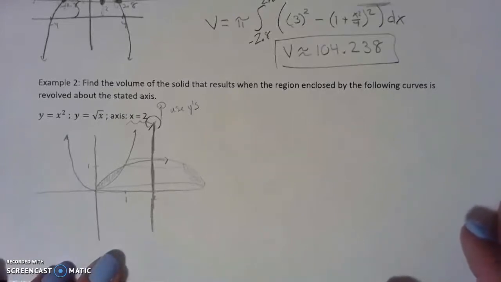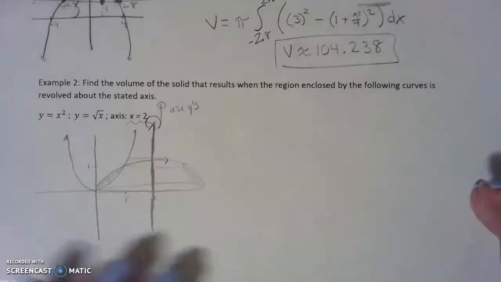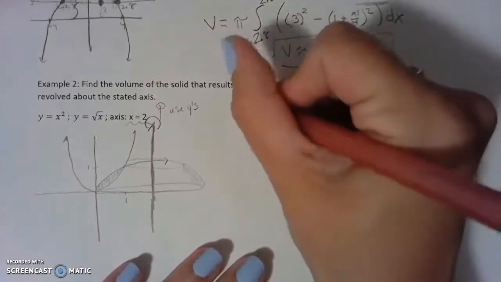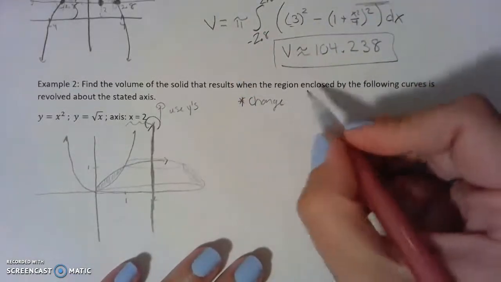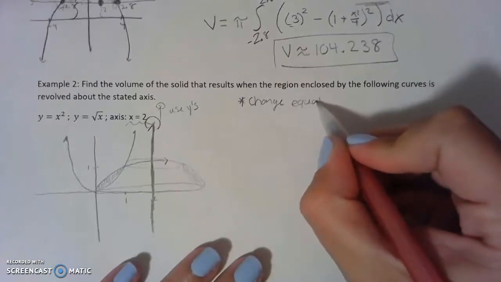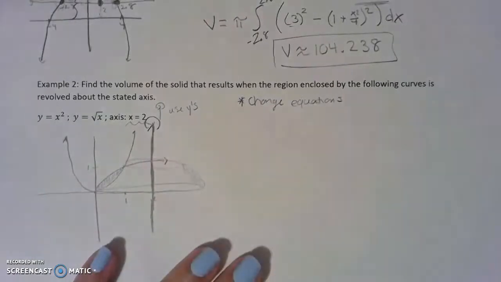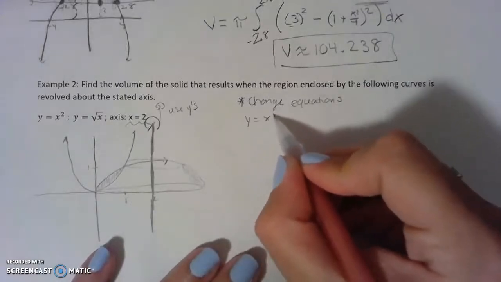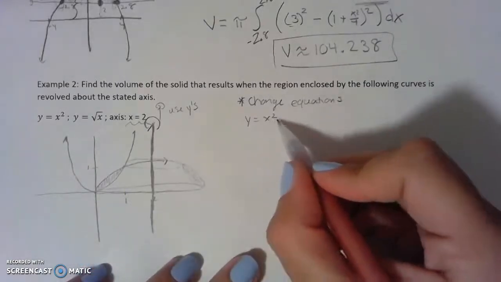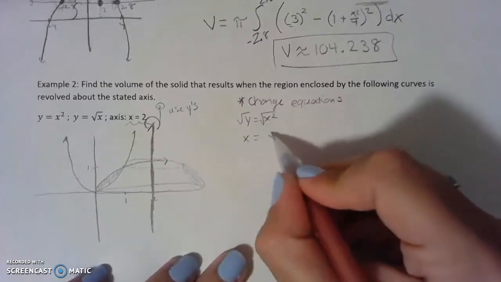Alright, so now that we've got the graph drawn, I need to change these equations. So that's the first thing that I'm going to do here. Change equations. That just means I'm going to take both of these equations and solve them for x so that they are in terms of y. So let's do the first one. y equals x squared. To get the x alone, we square root both sides. So x equals the square root of y.